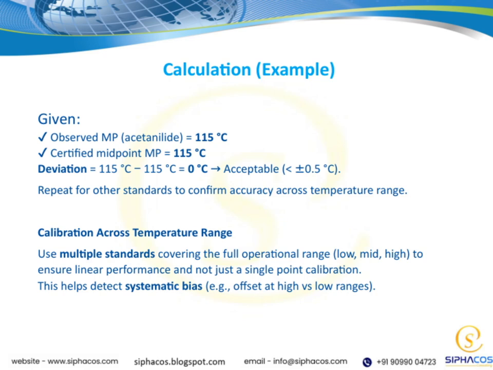Now, when we talk about calibration across a temperature range, the key is to use multiple standards, covering low, mid, and high temperatures. This approach ensures that your instrument performs linearly across the entire range rather than just at a single point. Why is this important? Well, it helps us detect systematic biases, like offsets that might occur at high versus low temperatures. By calibrating across the full range, we're making sure our measurements are reliable no matter what part of the spectrum we're working in.